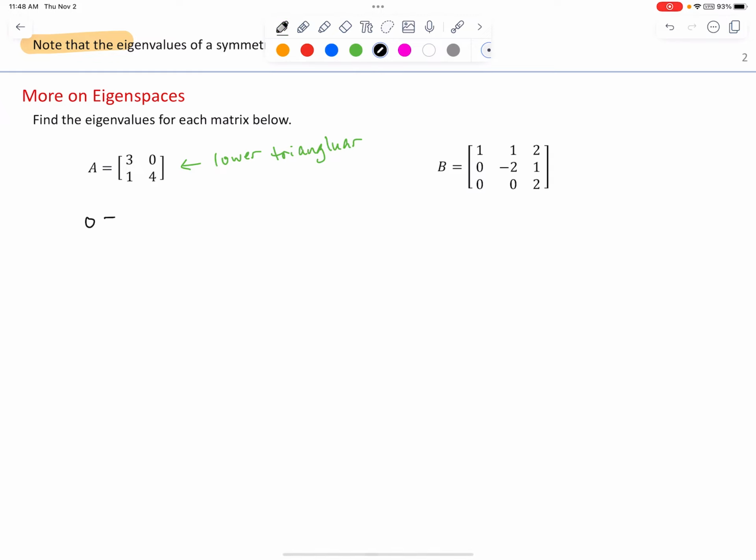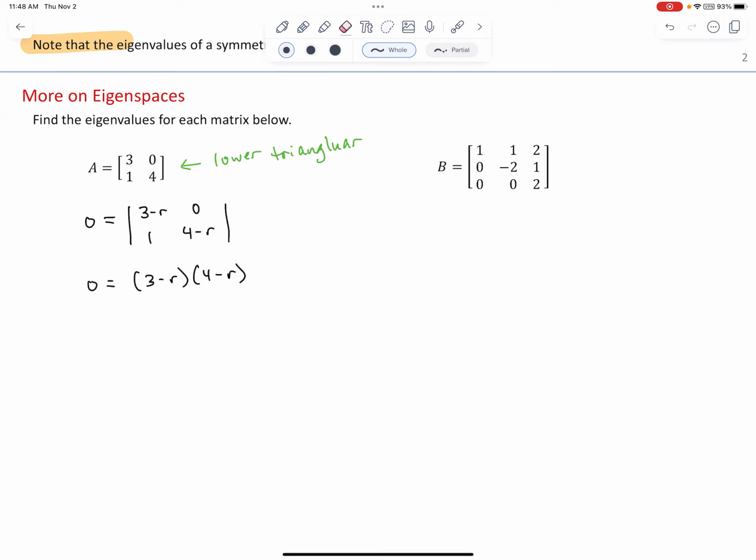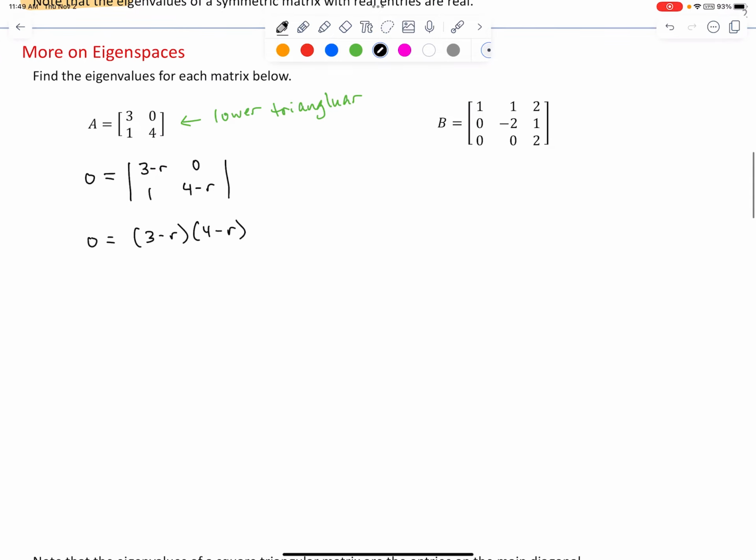Setting up our characteristic equation, remove r from the main diagonal, leave the other entries the same, calculate the determinant. So we get 3 minus r times 4 minus r, and then minus 0. So I don't need to bother writing that. And we already have, just like that, a factored characteristic polynomial. So the 2 eigenvalues are just going to be 3 and 4.